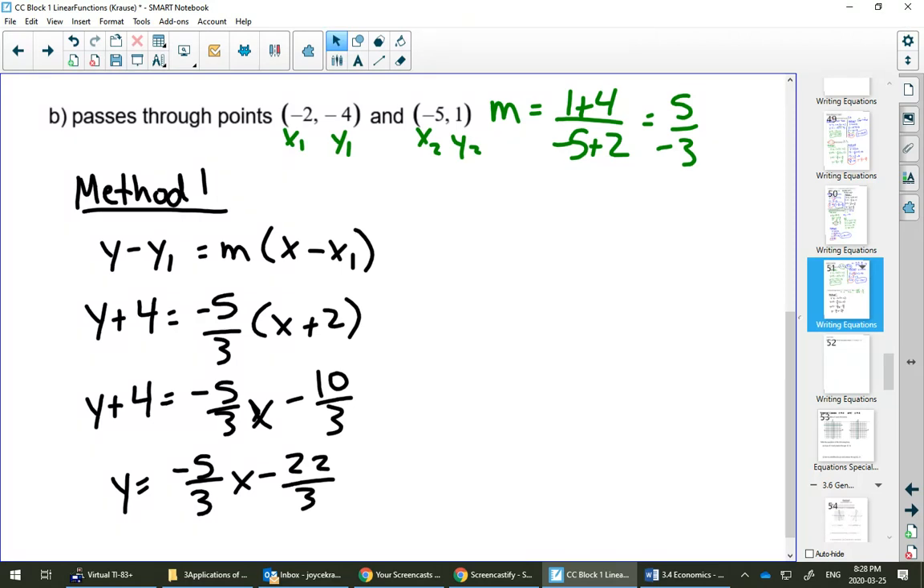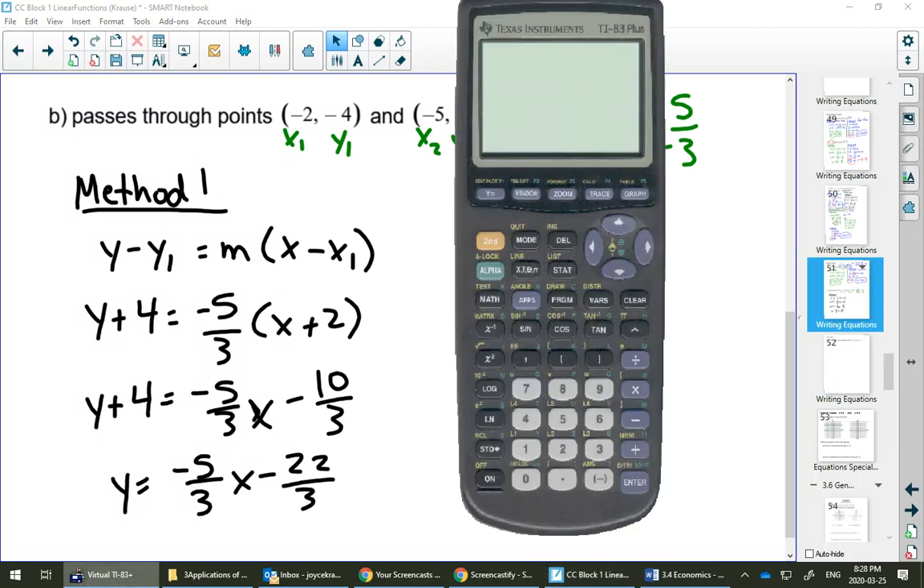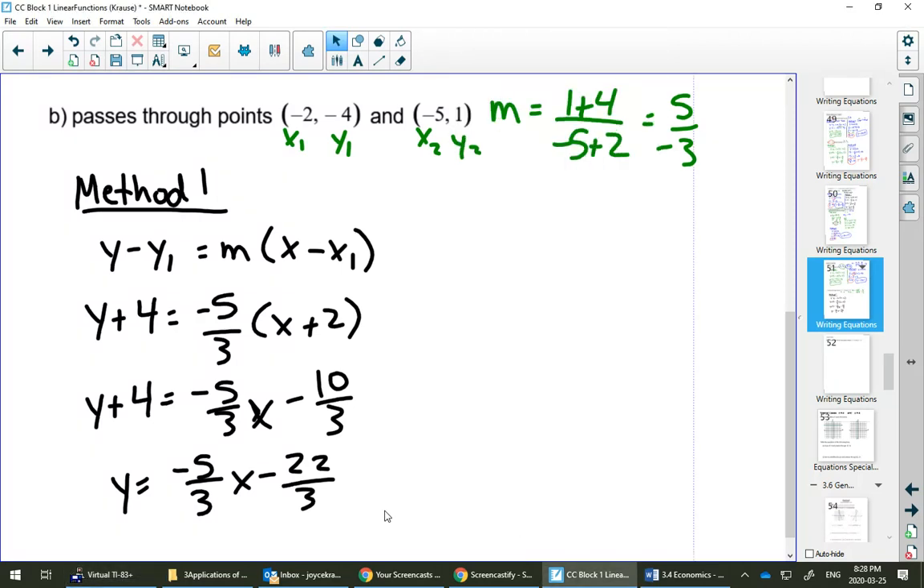So again, if you've forgotten the calculator piece, it's negative 22 over 3 minus 4, and then math frac.